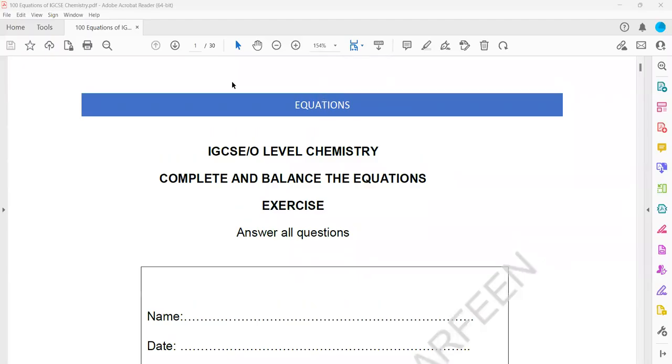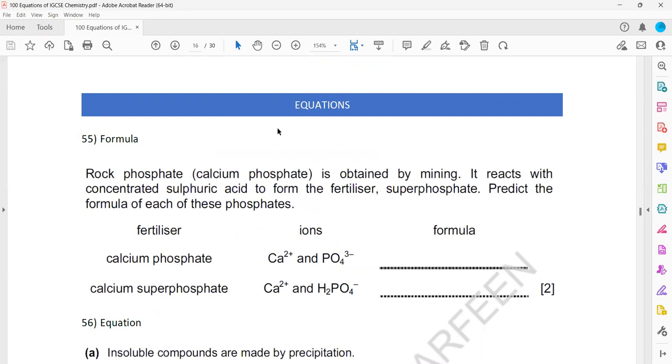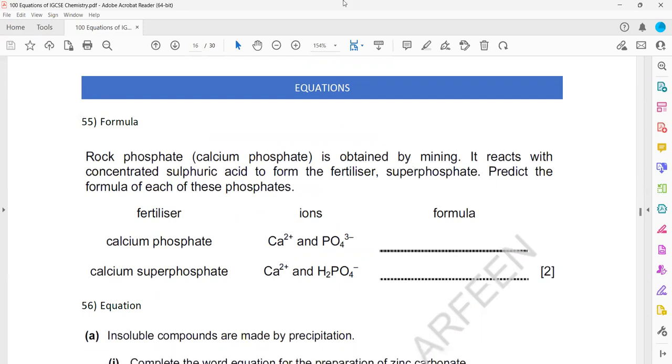Complete and balance the equation. So we did the first 15 pages. We'll start with page 16. You can use the screen annotation, mic, or a chat to state the answer.